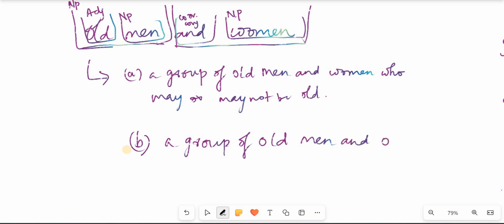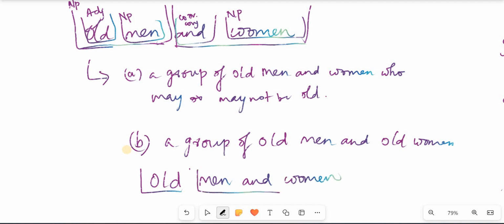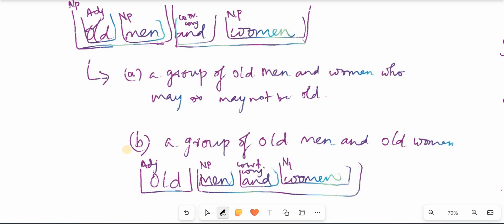and old women. In this sense, the word old here is attached to both men and women. The noun phrase men and women. The word old here, the adjective, modifies the noun phrase men and women. The entire noun phrase, men and women. Here it means a group of old men and old women.